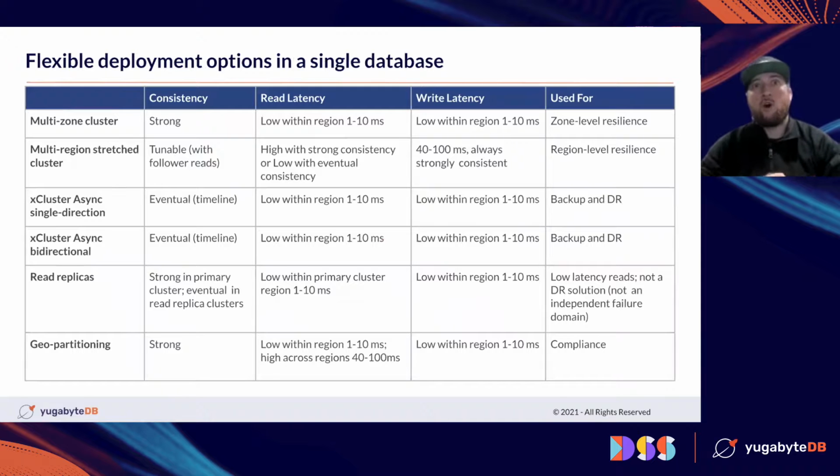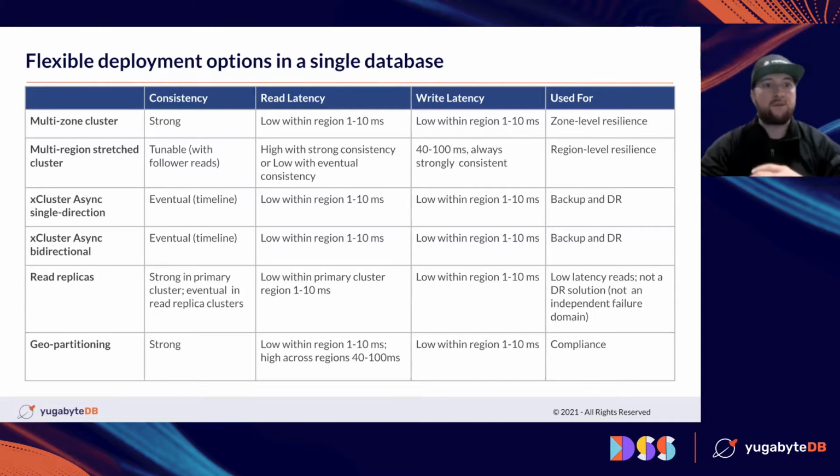Here's a diagram of all the different deployment strategies we went over today and the benefits of each strategy. So first, we have that multi-zone synchronous cluster, where you get that strong consistency, low read and write latency, as well as having that high tolerance. And it's mostly used for that kind of zone level resilience where you're okay with a single AZ going down and still being able to function.